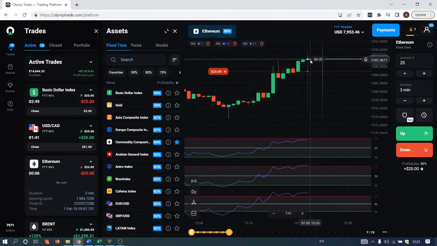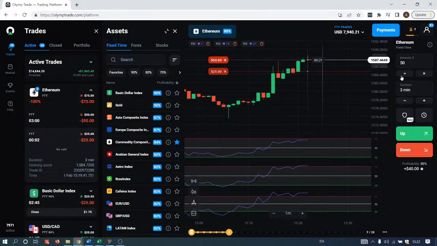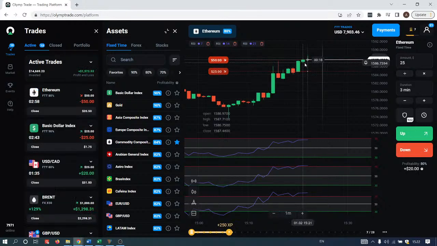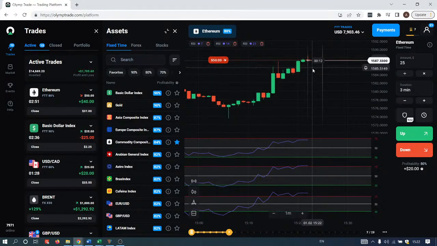Ethereum. Using the same strategy as I did with commodity composite index, I'm trying to compensate my previous losing trade with my next trade of a bigger size. So basically twice the amount of the initial trade. And let's see how it works. All right, so I will take another question.